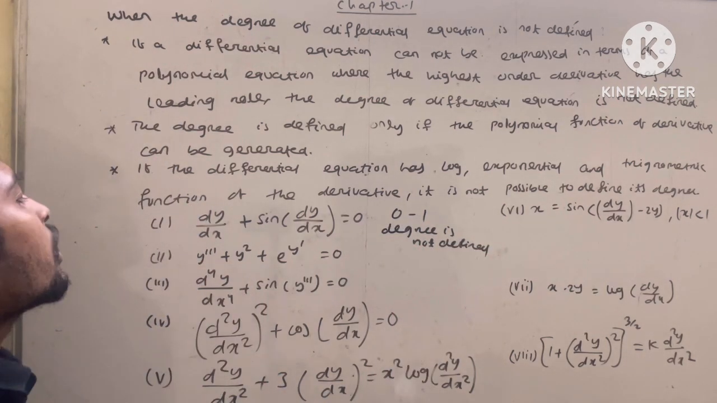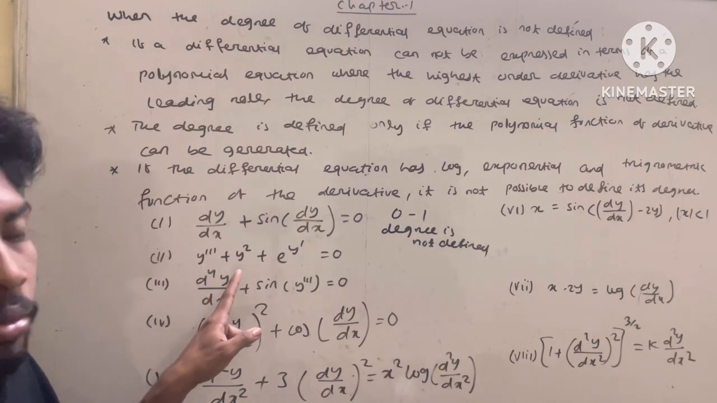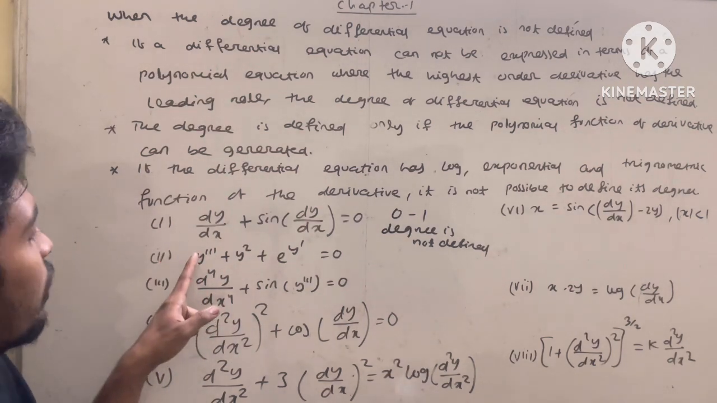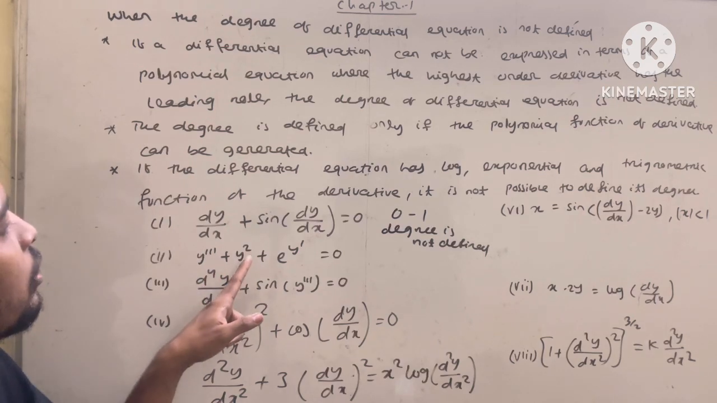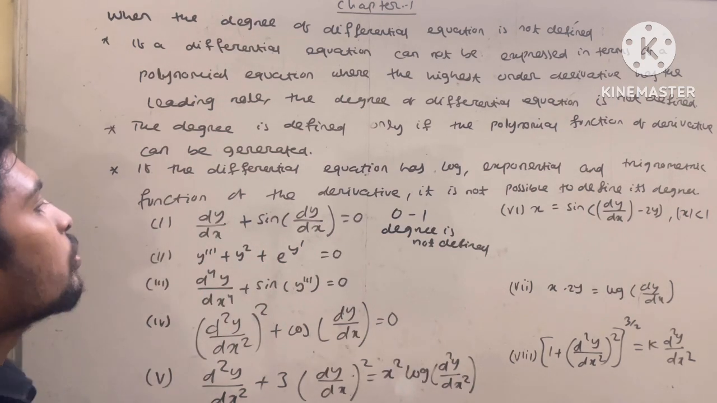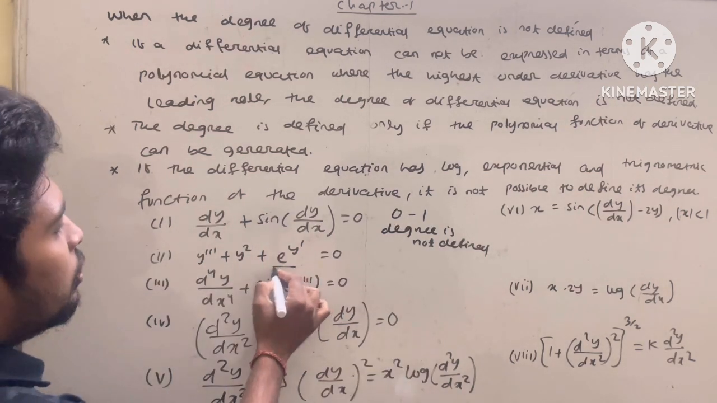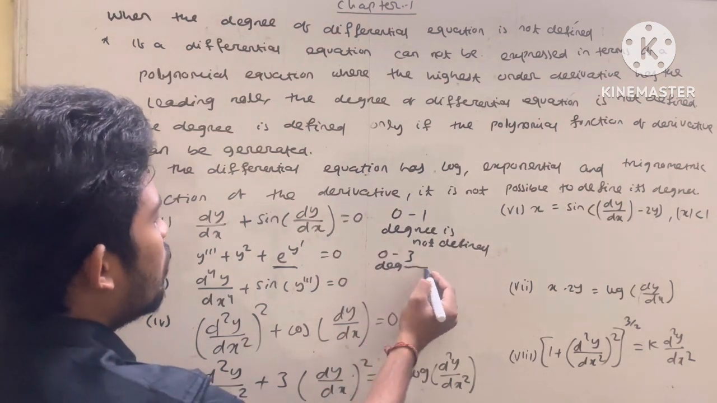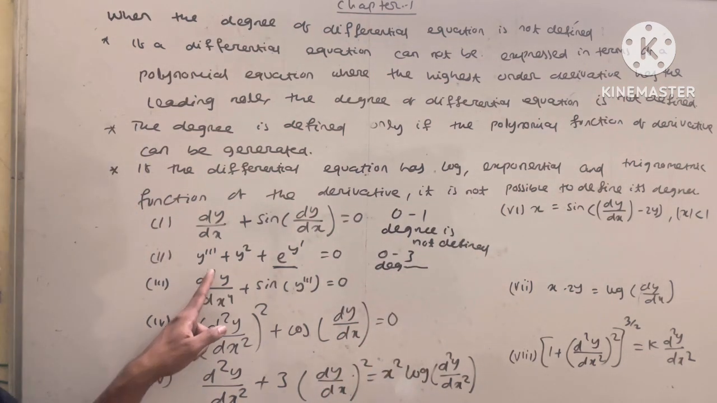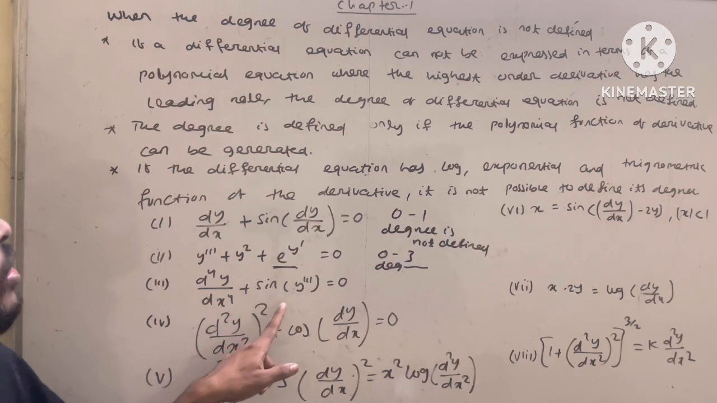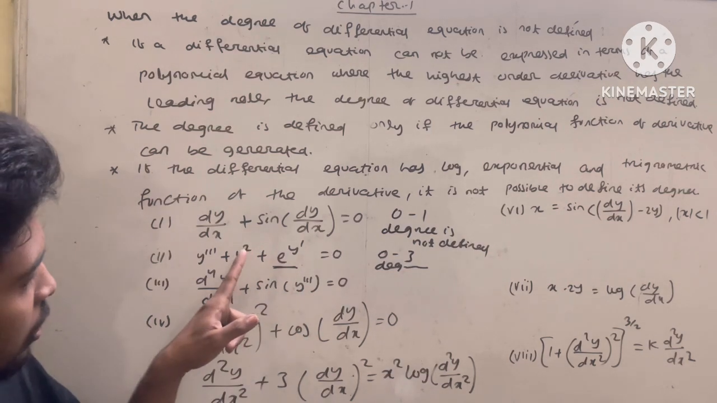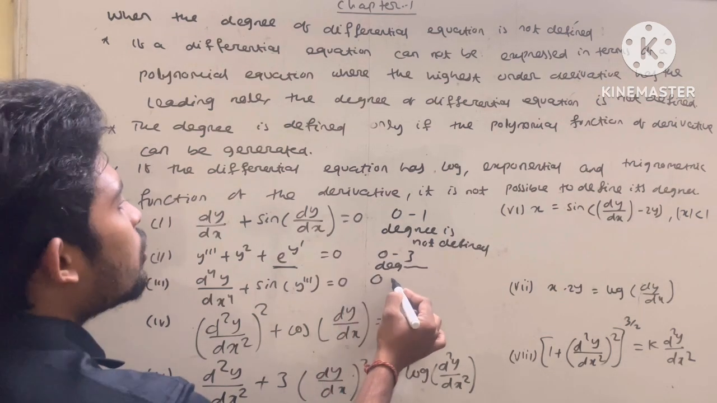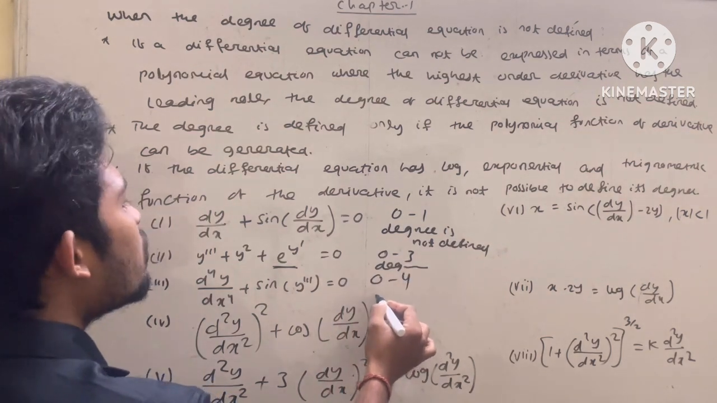Look at the third one: y triple prime plus y squared e to the power y prime equal to 0. Here the order is 3, but the degree is not defined. Look at the fourth one: d⁴y by dx⁴ plus sin y triple prime equal to 0. Here the order is 4, but the degree is not defined.